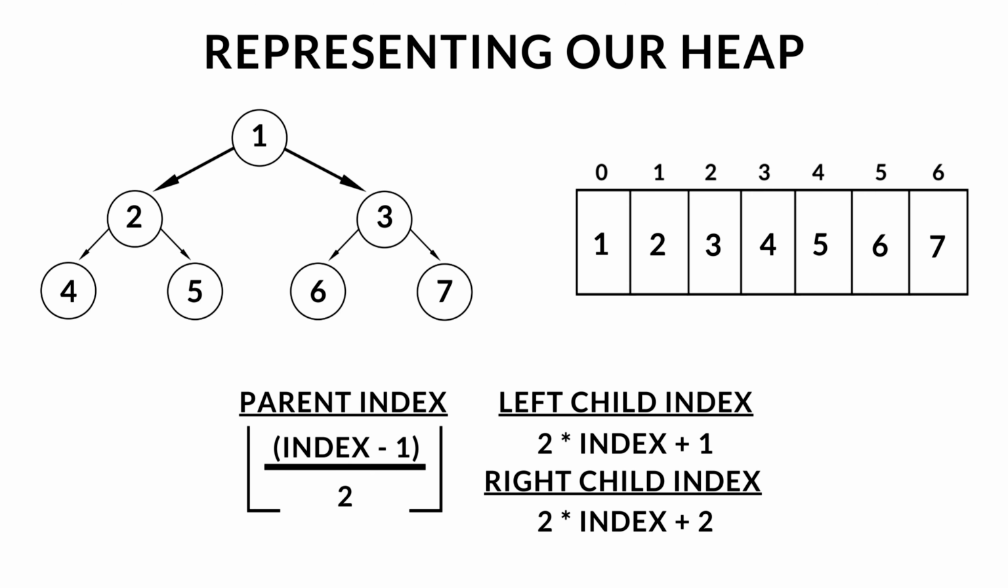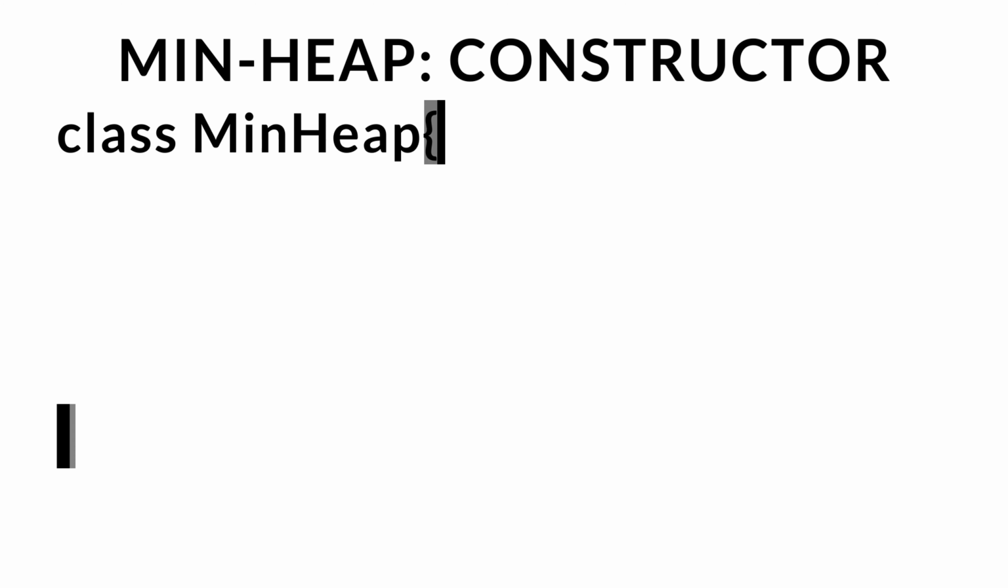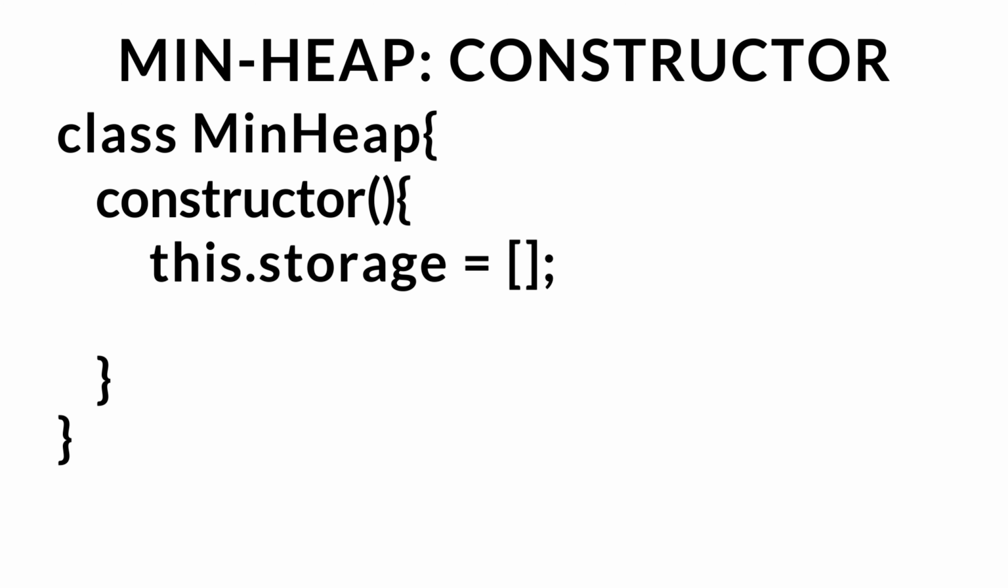Alright, so from here, let's actually dive into the code. We'll create a class called Min-Heap, and within our Min-Heap, we'll define our constructor. First step, we're going to need a place to store this data. And as we went over previously, we're going to be implementing our heap using an array. And finally, we'll initialize our size property to 0. Size being the number of elements currently within our heap.